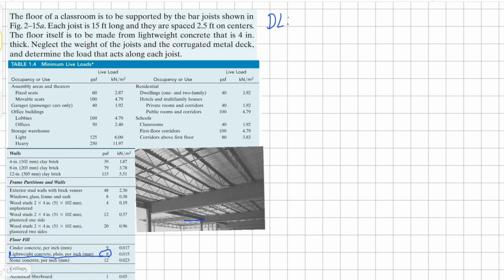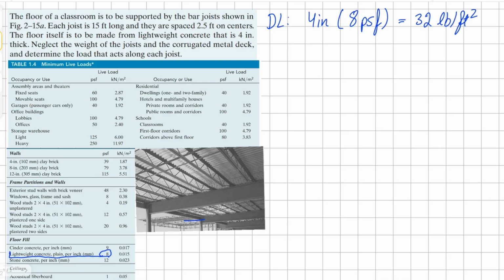All right. So we know that our concrete is going to be 4 inches thick, and we know its dead load weight is 8 pounds per square foot. Solving this, we get 32 pounds per square foot. Okay, so now that's our dead load.